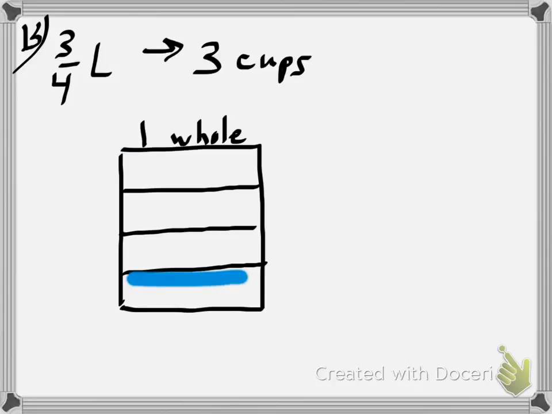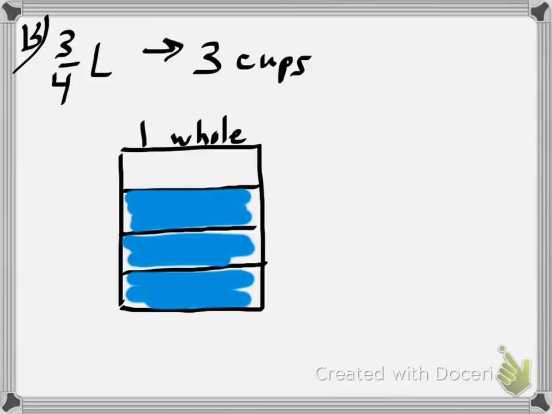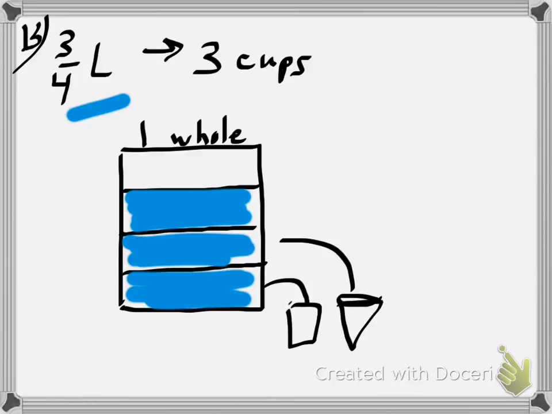So let's just go ahead. We'll start from the bottom. Here's 1/4, 2/4, and 3/4. So this is how much he has, 3/4 of a liter. And he's putting it into 3 different cups. Now if he puts this into 3 different cups, he'll put this into 1 cup, this into another cup, and this would go into a 3rd cup. So each of these sections is going to go into the cup.